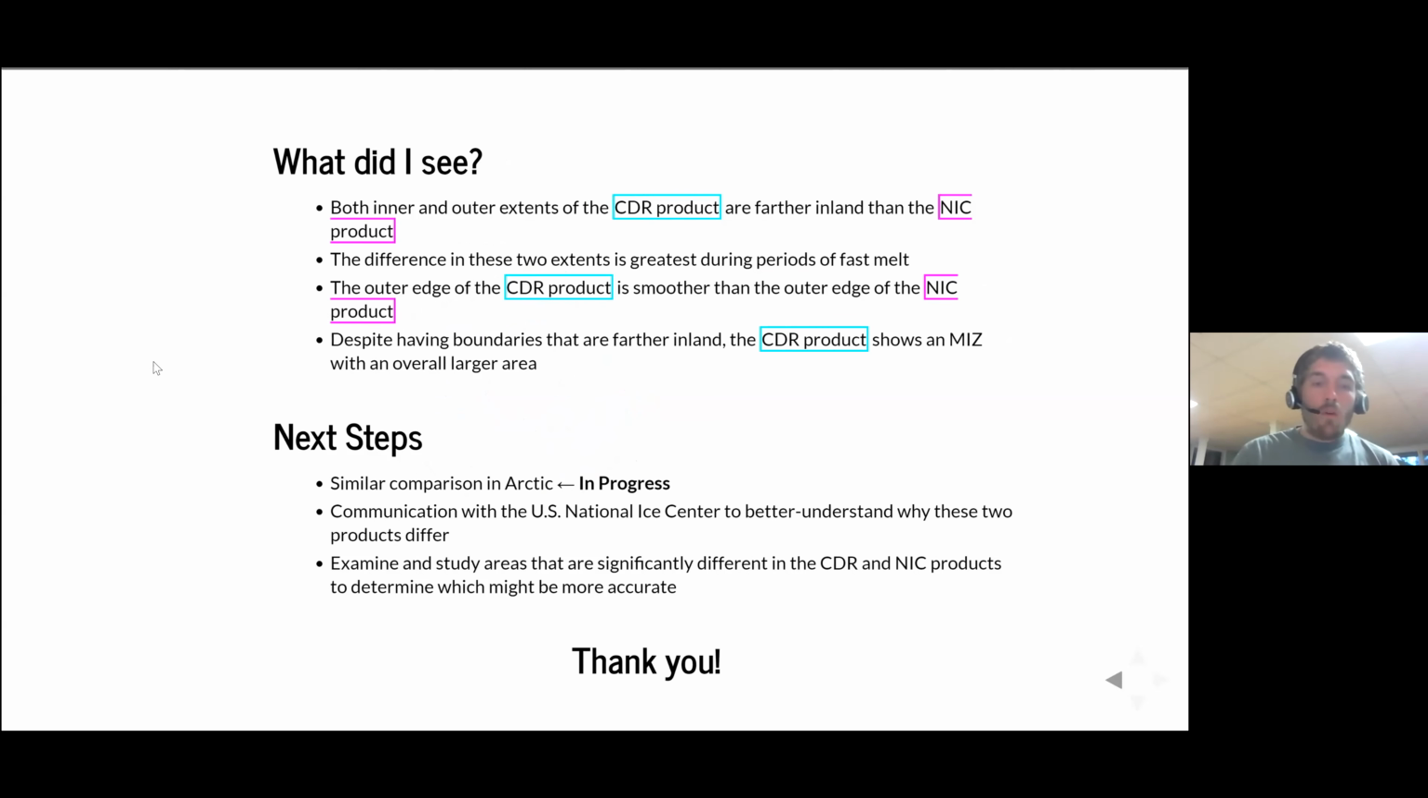For the next steps, I've already run the same comparison on the Northern Hemisphere, and it'll be helpful to do more research to get a better sense of why we might be seeing these differences.